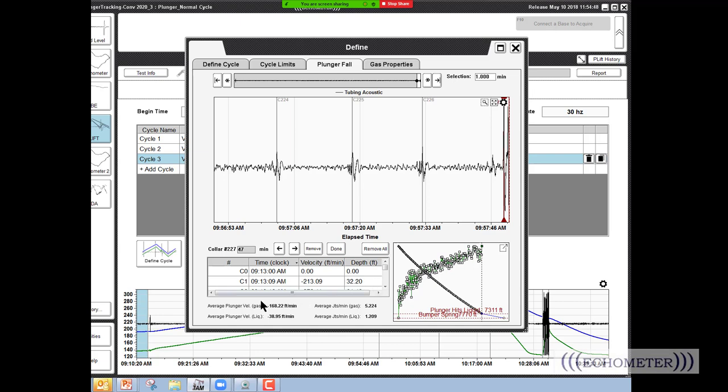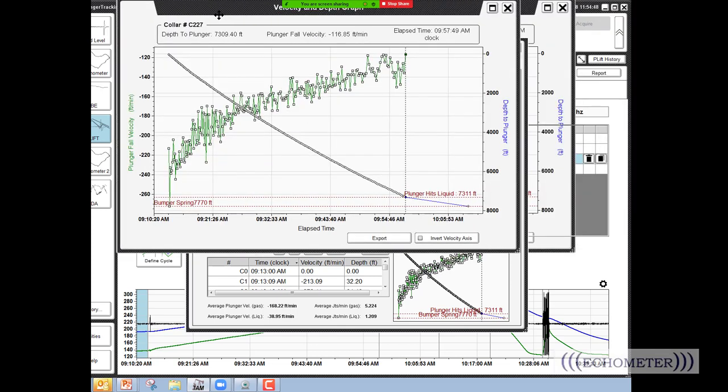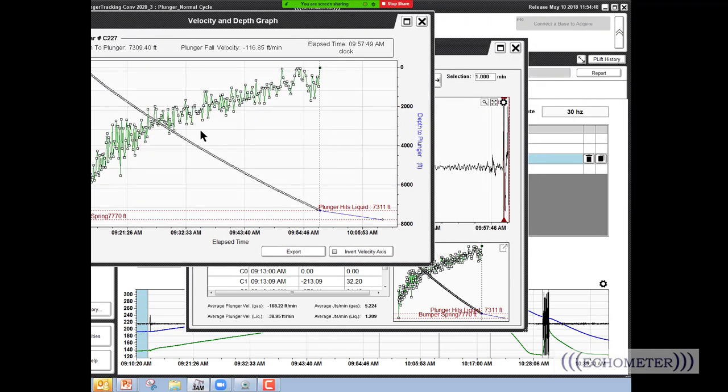And it went all the way to the end, and sure enough, it's got all the collars counted. And here the fall velocity in the gas, you can't read it, it's 168. The fall velocity in the liquid is 38.9, about 40 feet per minute. If I blow this fall velocity trace up and look at it in more detail, here's the fall velocity plot. It's on top of that other one.